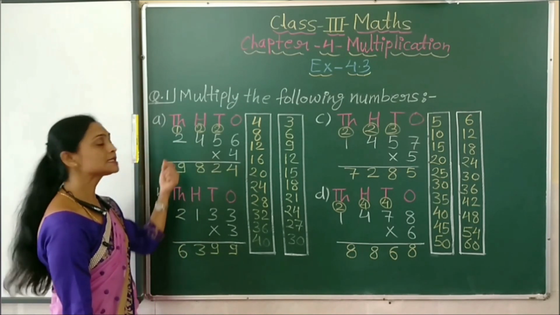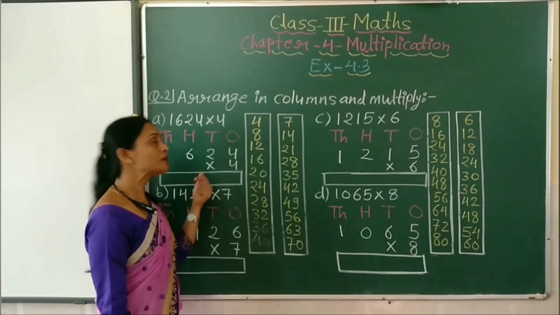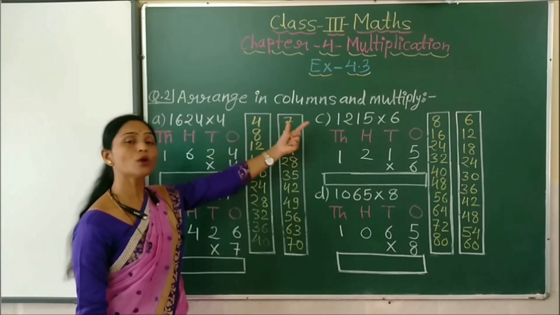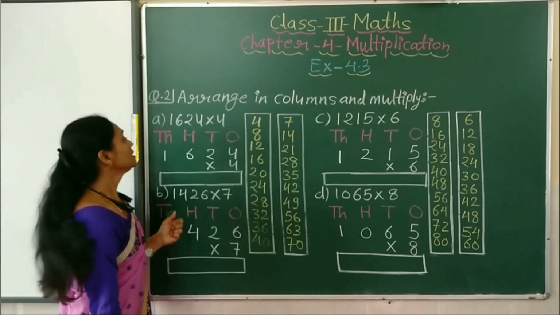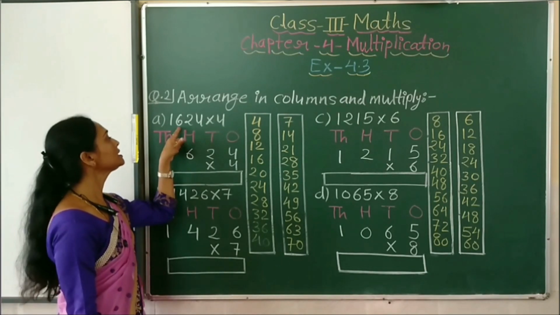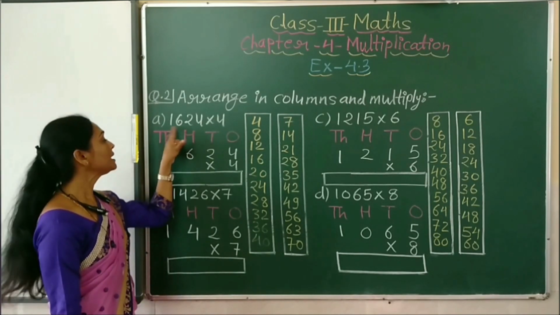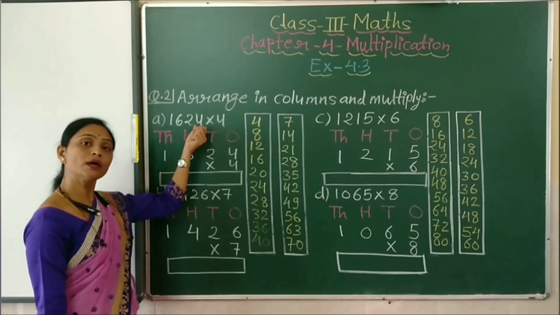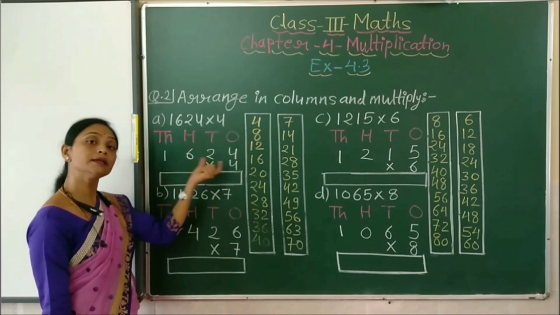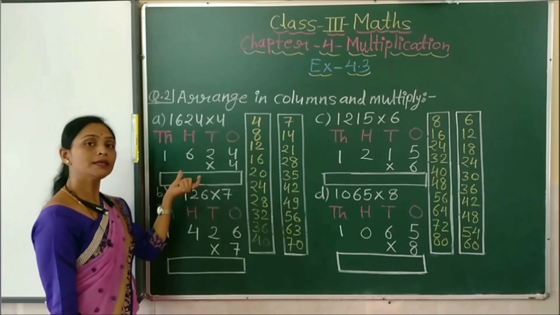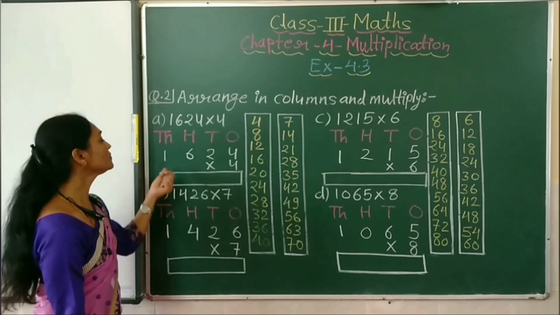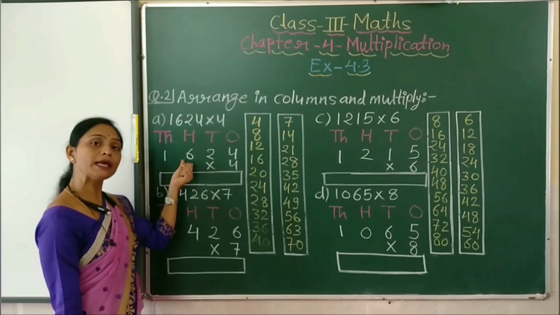Now we will see second question. Now let's see question number 2. Arrange in columns and multiply. Now see children, here also we are having this 4 digit number, but here it is not arranged in columns. So first we have to arrange in columns here, then we have to multiply. So see same way we will multiply here also.